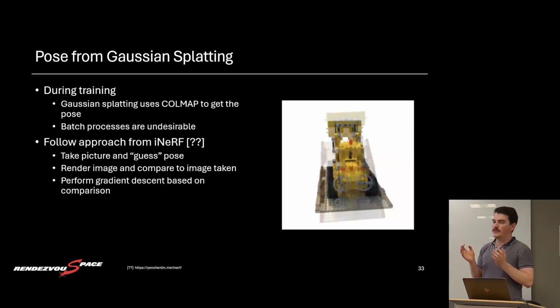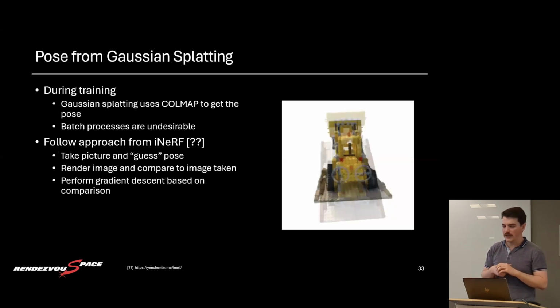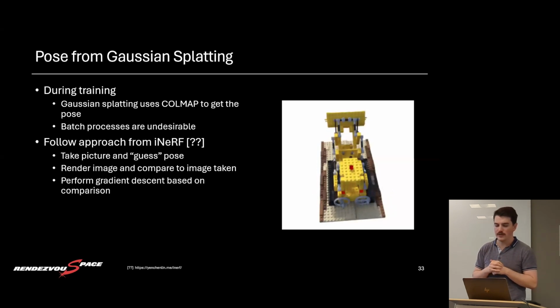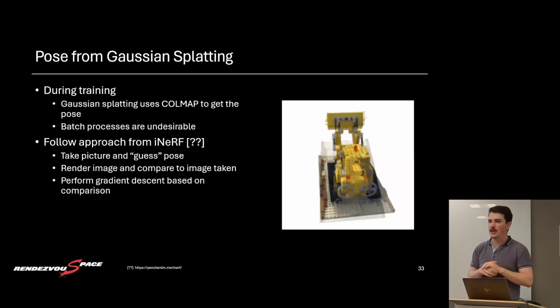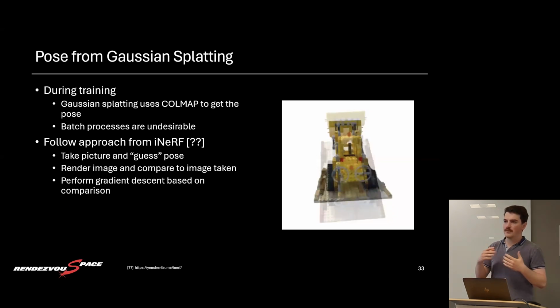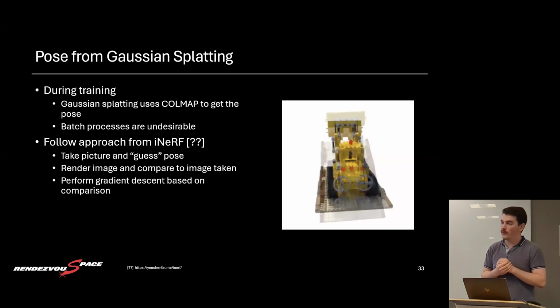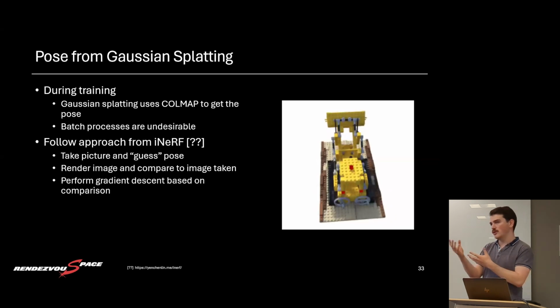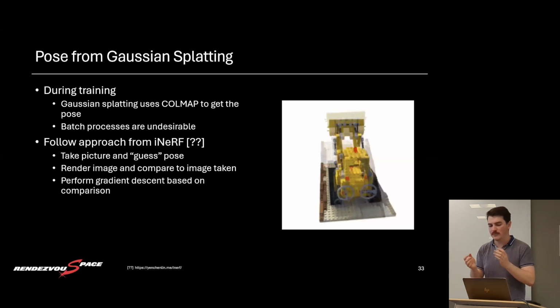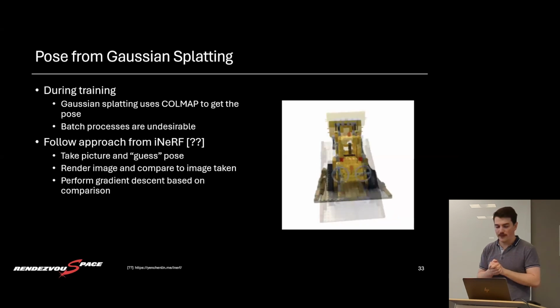So great, we have this 3D model. What do we do with it? We want to get the pose, right, at the end of the day. So during training, Gaussian splatting uses COLMAP to get the pose. This is a batch estimator, which doesn't really work well for our sequential application. So we're going to follow the approach from iNeRF. iNeRF uses NeRF as its backbone, as the name implies. We're going to use Gaussian splatting for that.